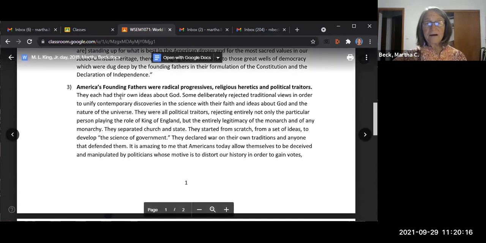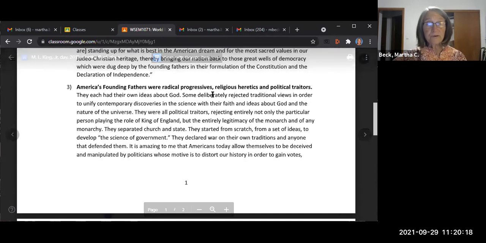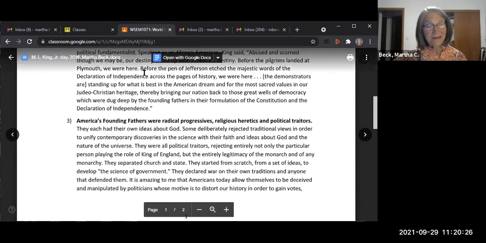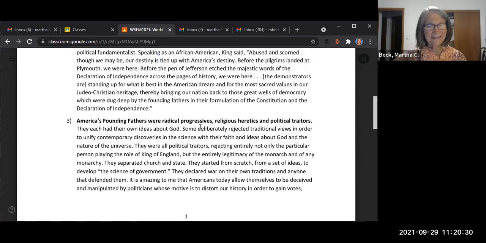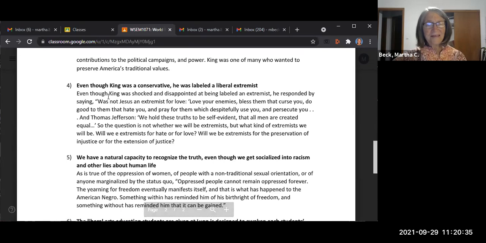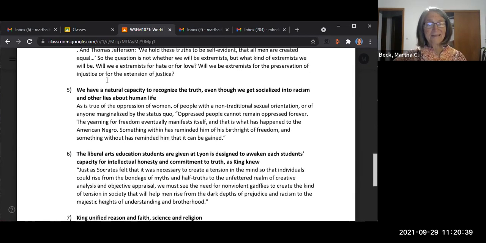But America's founders were progressives, right? So we have this reversal where people reject Black Lives Matter in the name of patriotism and conservatism, and it's actually exactly the reverse. Even though he was conservative, he was labeled a liberal extremist.